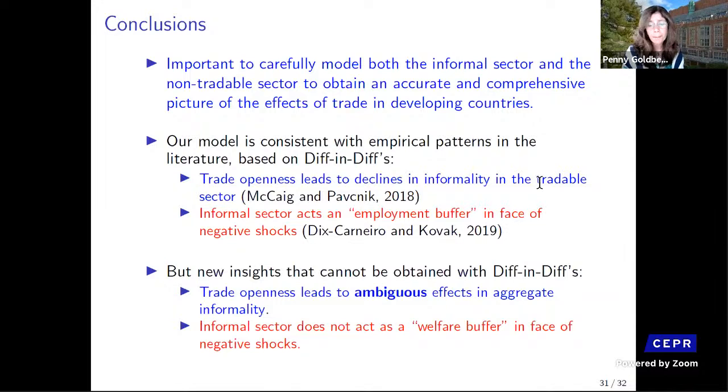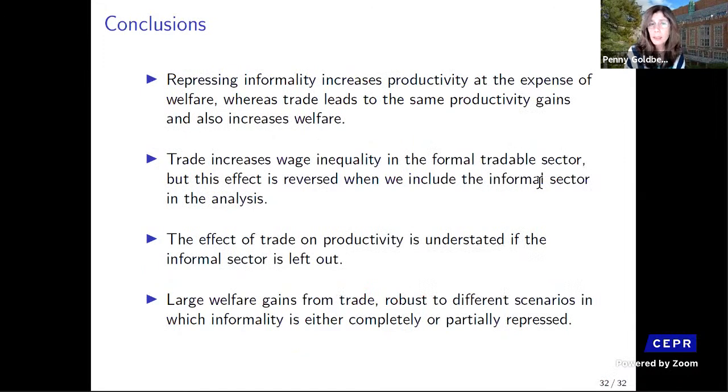We find that if you look at aggregate informality, the effect of trade on informality is actually ambiguous, and that may explain what the World Bank has documented. We do find that the informal sector does not act as a welfare buffer, it acts as an unemployment buffer, but not as a welfare buffer. And finally, in some other counterfactuals we find that if a government represses informality, that tends to increase productivity, but then aggregate welfare, real income takes a big hit. While what we show is that trade can achieve the same productivity gains while increasing welfare. So trade liberalization seems a very cheap, by far superior way to increase productivity compared to completely suppressing informality.